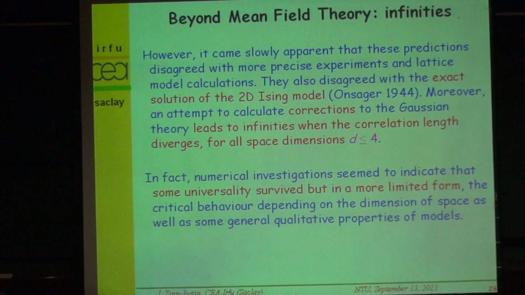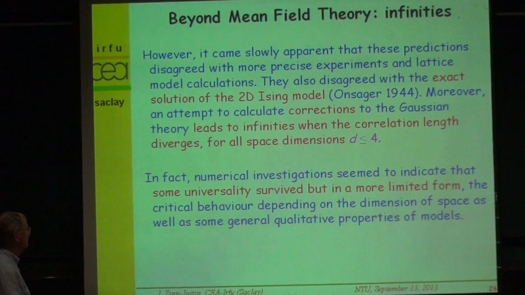Now, of course, when people started doing experimental or lattice model calculations, they started seeing some disagreement with mean field theory. And then there was also the shock of the exact solution of the Ising model in two dimensions by Onsager in 1944, which found critical exponents, which characterize this kind of singular behavior, which were clearly in disagreement. And then people started wondering whether this model is special and things like that.